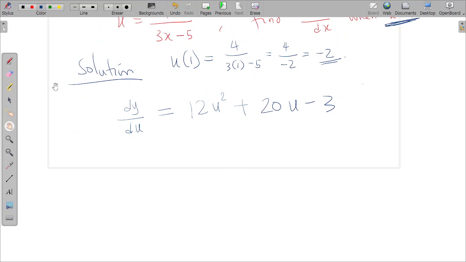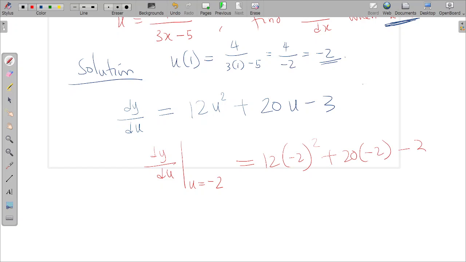So I can simply find this now. I can simply say dy over du at u equals minus 2 will give us 12 times minus 2 squared plus 20 times minus 2 minus 3. Okay, this should give us 48 minus 40 minus 3. That should give us 5. Okay, so dy over du at u equals minus 2 equals 5.